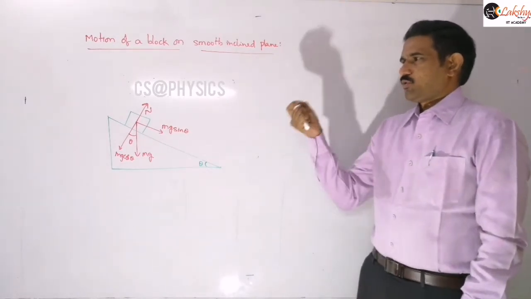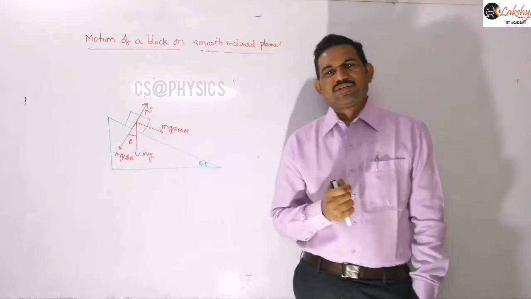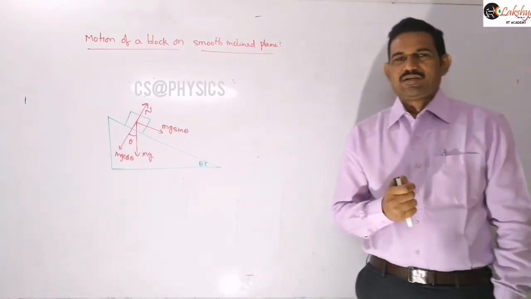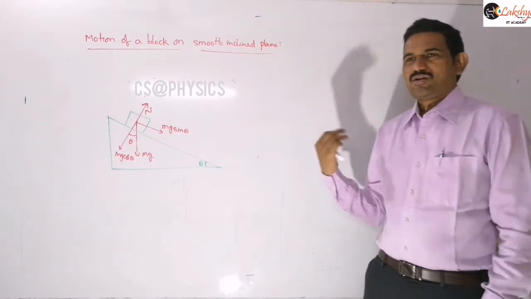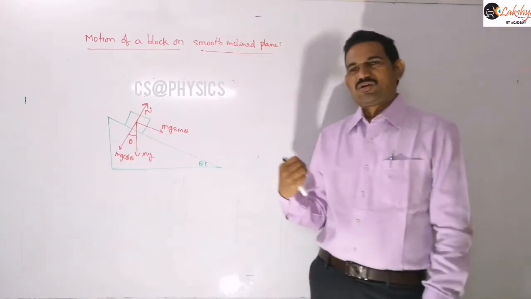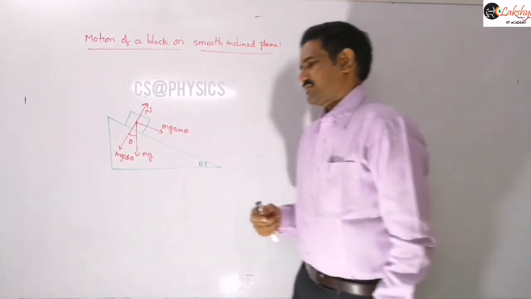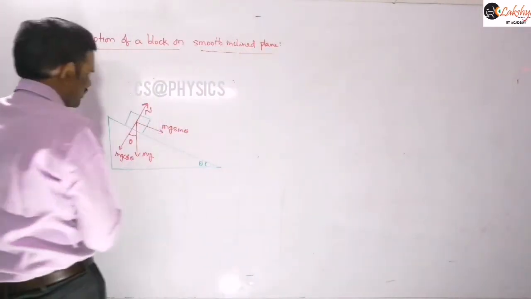So now, I am assuming a block of mass m is placed on a smooth inclined plane. We need to discuss what will be the acceleration of the block and with what velocity it will reach the ground, and those related values we need to discuss here, right? So now let us first write about that.